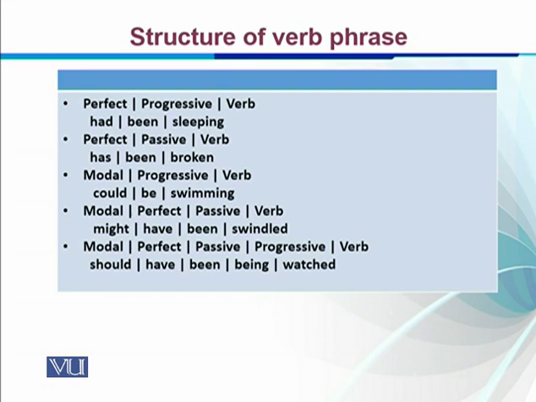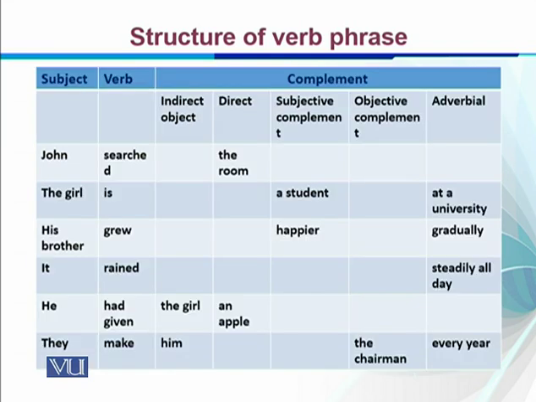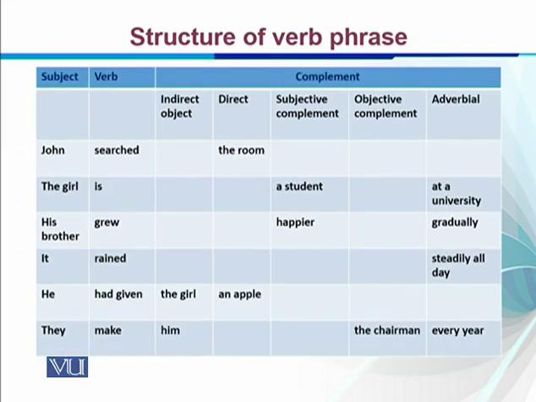Similarly, has been broken: perfect, passive. Modal, progressive: could and be. And modal, perfect, passive: might have been. Modal perfect and passive, been, and progressive, being. So these are different forms of verbs that we find very frequently when we make sentences. So you look at the different structures of verbs.